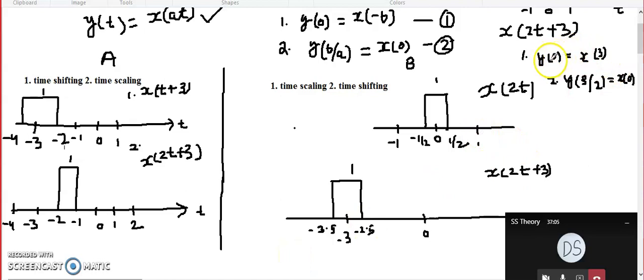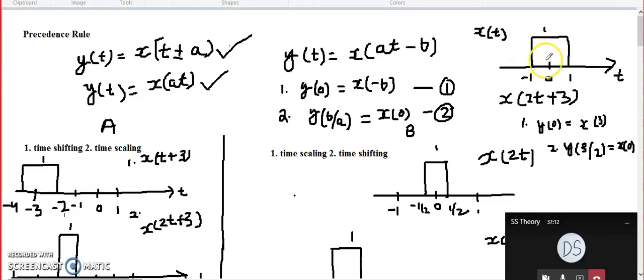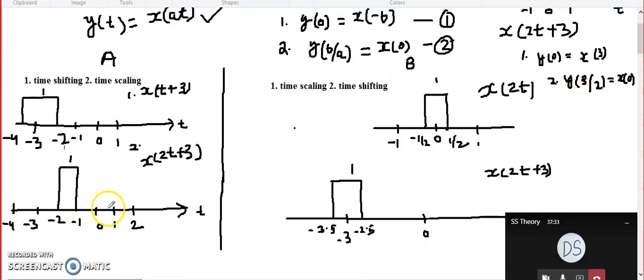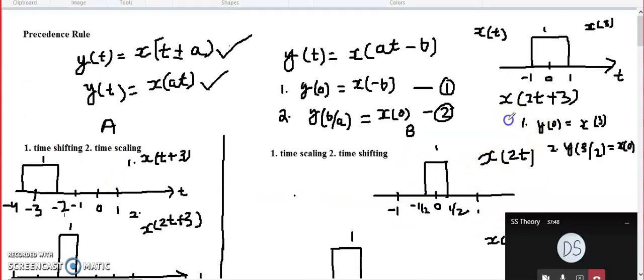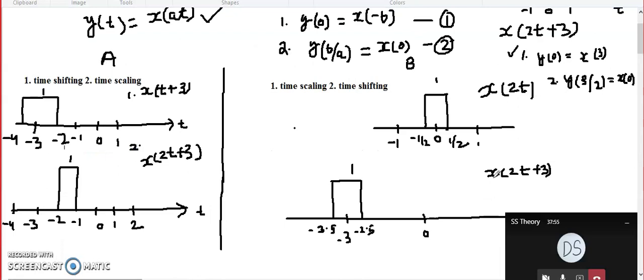Now y of 0, यहाँ पे y of 0 कितना है? 0. It should be equal to x of 3. So x of 3 यहाँ पे कितना है? 0. ये xt है, इसमें x at 3 is 0. इस सिग्नल में हमें पता चलता है x of 3 is 0. Therefore, और इसमें y of 0 कितना है, y of 0 is 0. y of 0 इसमें भी 0 है और इसमें भी 0 है, दोनों में ही 0 है, तो ये सिचुएशन दोनों सिचुएशंस में सेटिस्फाइड है.